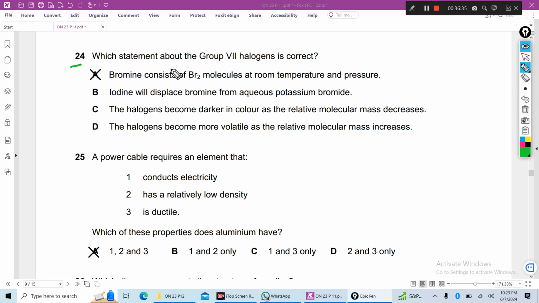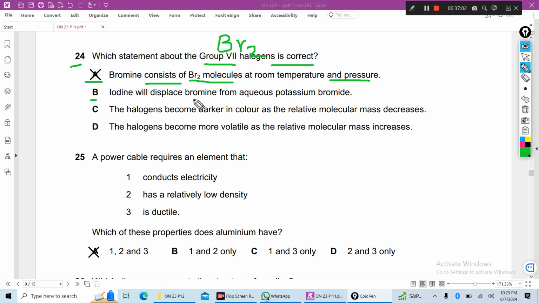Question 24, which statement about the group 7 halogens is correct? Bromine consists of Br2 molecules. Group 7 elements are diatomic, so 2 atoms join together, so bromine exists as Br2 at room temperature and pressure. A is the right answer, and B is wrong.